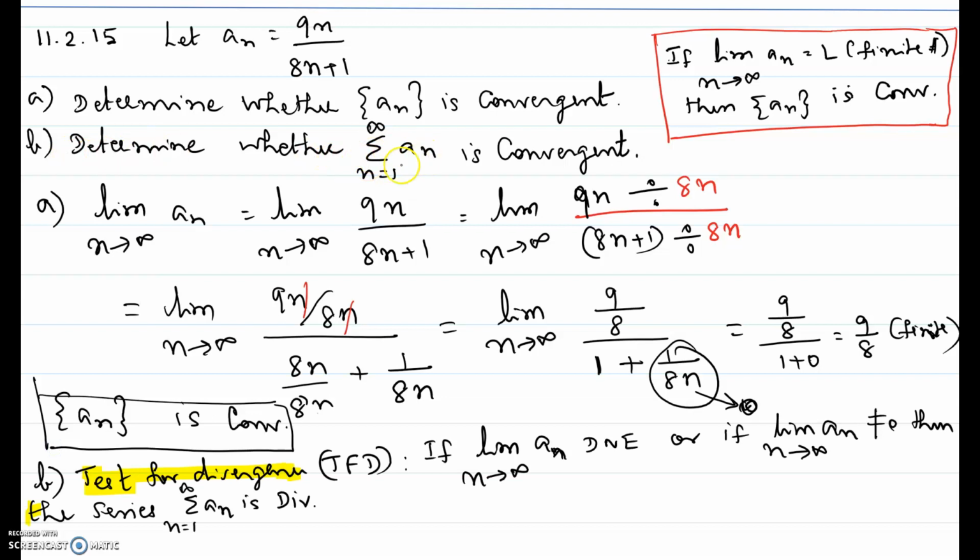For part B, we have to determine whether the series is convergent or divergent. If we eliminate the test for divergence, then we can apply some other technique like partial sums to see whether it is convergent or divergent. The easiest test for any series is the test for divergence. So we will find out whether the test for divergence tells anything about the series. The test for divergence says if the limit of the nth term a_n as n approaches infinity does not exist, or if the limit of the nth term is not equal to 0, then the series sigma a_n is divergent.